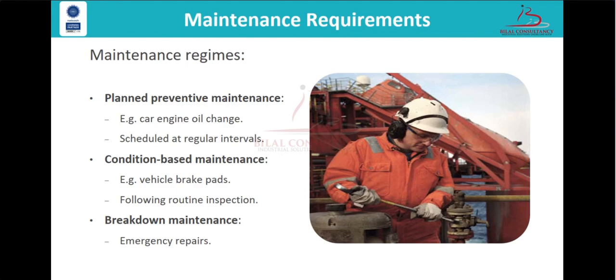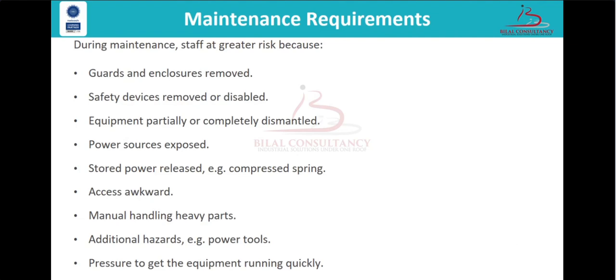Whatever type of maintenance regime is used for an item of work equipment, maintenance staff must not be exposed to unacceptable risk during maintenance work. Maintenance work often creates greater risk for the staff involved because guards and other safeguards have to be removed to allow access. Safety devices have to be removed or disabled. Equipment has to be partially or completely dismantled. Power sources may be exposed, for example, electric supply.